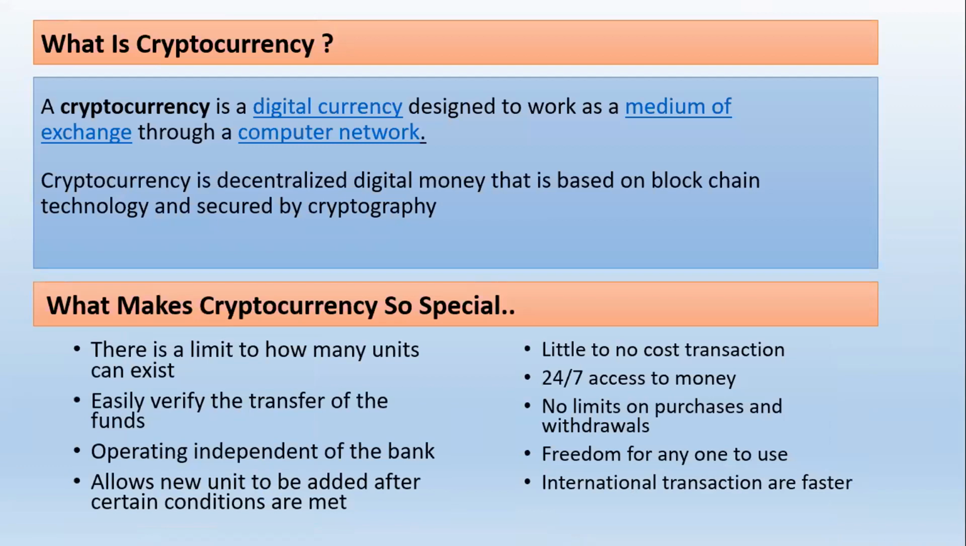So what makes cryptocurrency so special? First, as we all know, if we are doing any online transaction, there is a little cost which is debited from our account. Here there is also some cost, but it is so little that it is like no-cost transactions. Here we have 24/7 access to money, similar to modern banking. But in modern banking, many times we suffer from network or technical issues, like the bank's server is down. In cryptocurrency, this is not an issue.